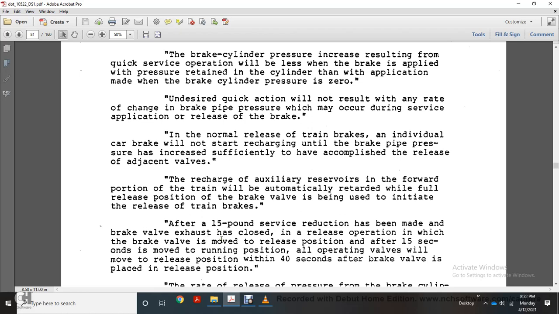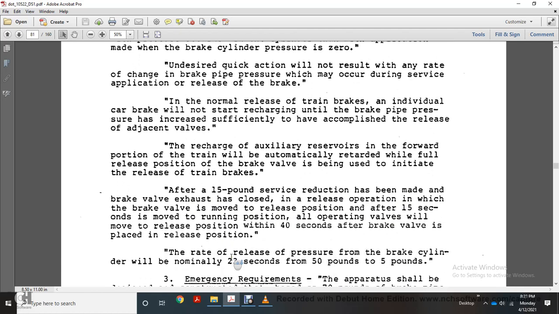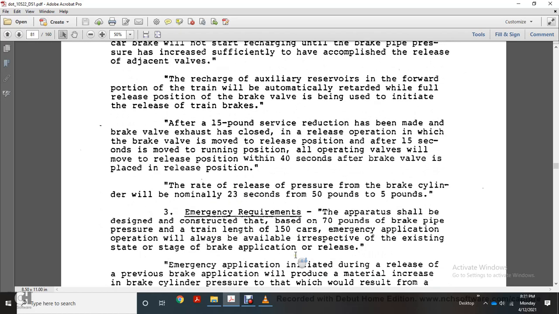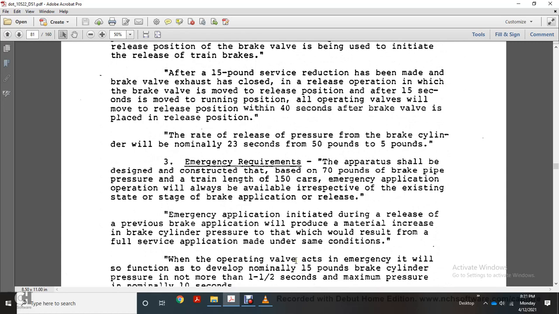After 15 pounds of reduction has been made with the brake valve exhaust, the release operation is started in which the brake valve is moved to the release position. After 15 seconds, it is moved to the running position, and all operating valves will move to the release position within 40 seconds after the brake valve is placed in the release position. The rate of release for the pressure of the brake cylinder will normally be 23 seconds from 50 pounds to 5 pounds.